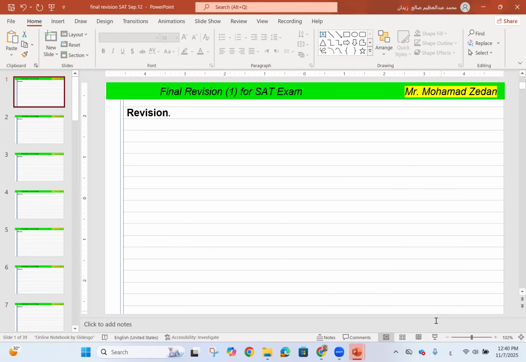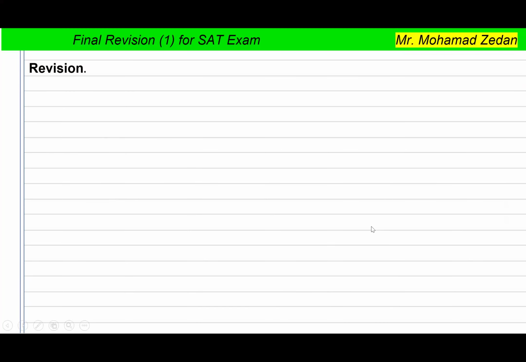Okay. Today is the final revision for the SAT exam. I have some notes to revise or to talk about before you start solving some important questions with me. I start now with the right triangle. First of all, the sides of the right triangle are connected together through the Pythagorean theorem.